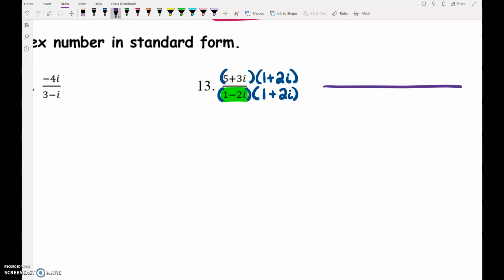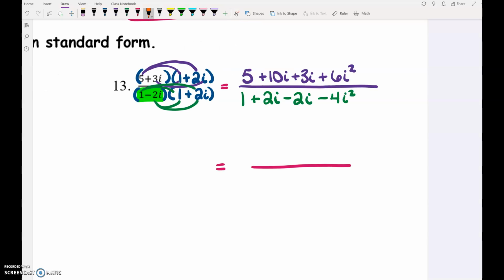Okay, so we need to distribute on the top, distribute on the bottom. Take a moment, double distribute on the top, double distribute on the bottom, and then we'll simplify it together. If you're watching the video, pause the video. Okay, here's the expanded numerator and the expanded denominator.